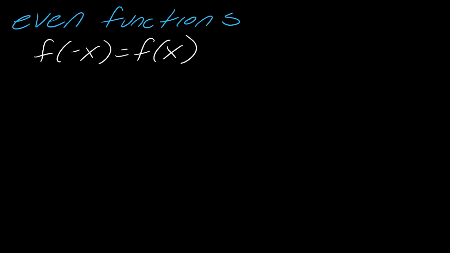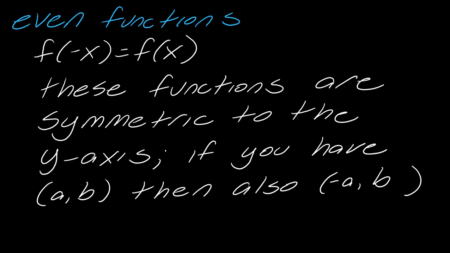And then for even functions, just to take it a little farther, so again, that's the test for even functions, we say that these functions are symmetric to the y-axis. What that means is if you have the point (a, b), then you'll also have the point (negative a, b). So you're guaranteed to have this point. If I know I have this point, I'm guaranteed to also have a point of this form.